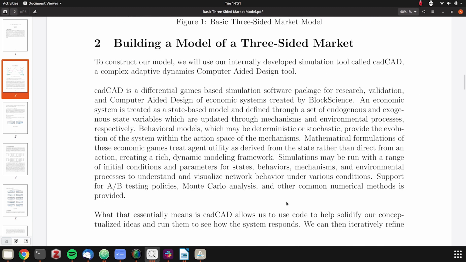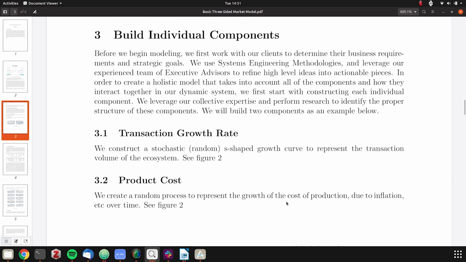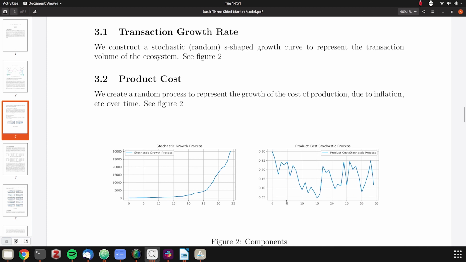So we represent this at a high level, using cadCAD, and we talk about how we then work on each individual component that we have in the model. So we have the growth curve. Essentially, we're saying there's a new business that's just starting. There's hardly any growth here, and then you start to hockey stick later, and then eventually it will be an S curve, and eventually start saturating the market.